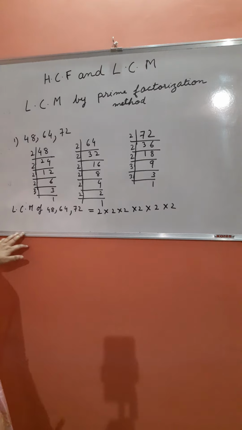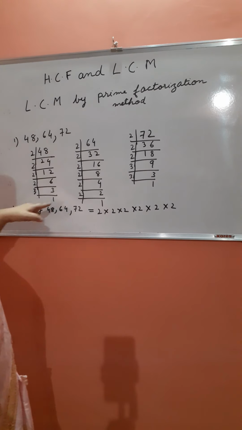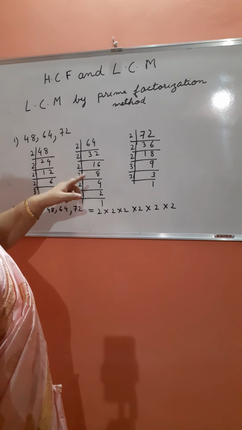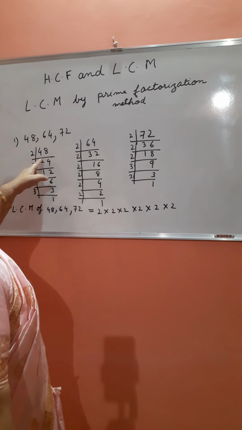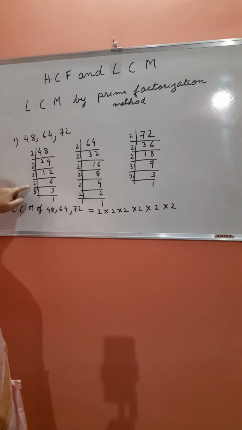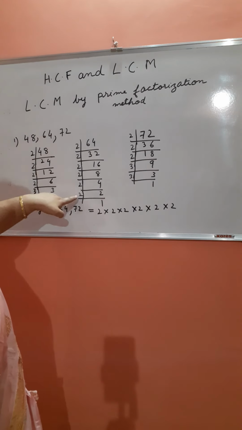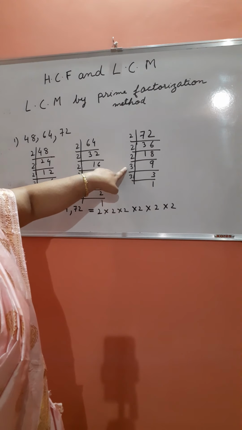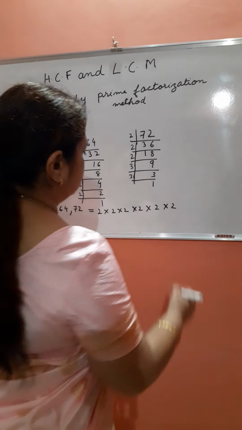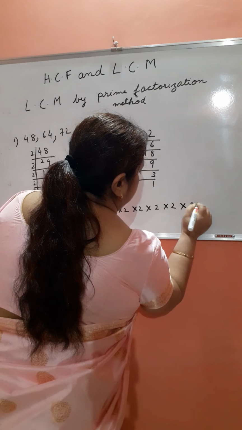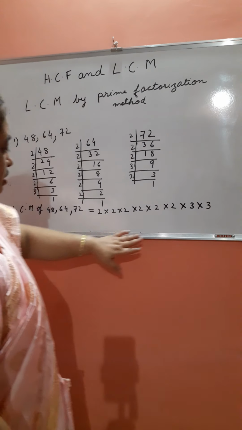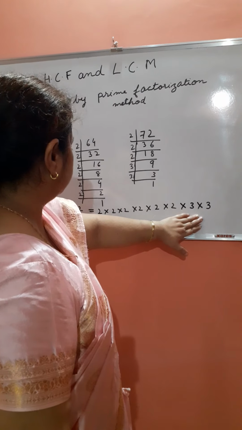Then see, only 2 and 3 are the factors. There are no other numbers that are factors of 48, 64 and 72. So here 2 comes 6 times, and factor 3 comes only 2 times. Here it is 1. So take 2 times, the maximum number of times where it occurs, you take that number of times of that factor.